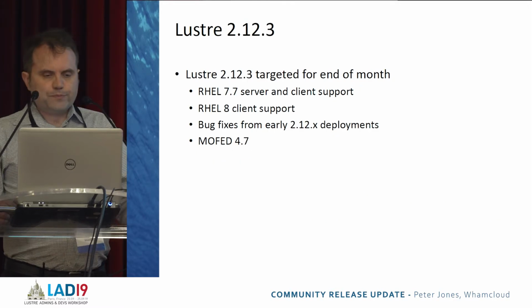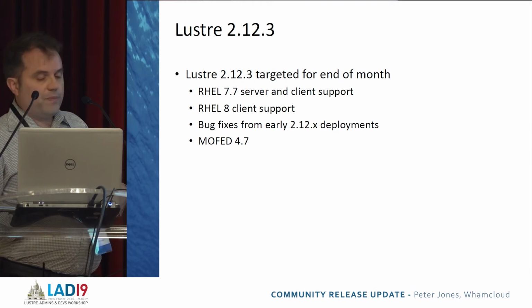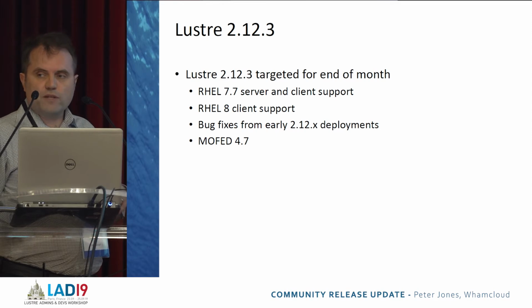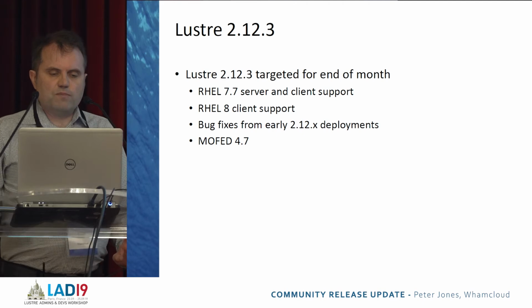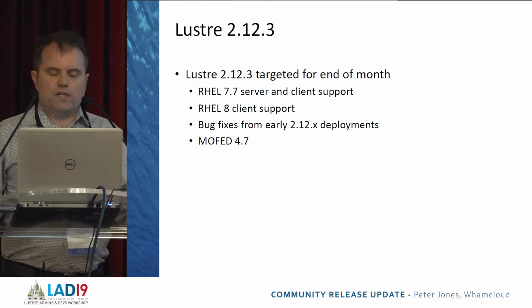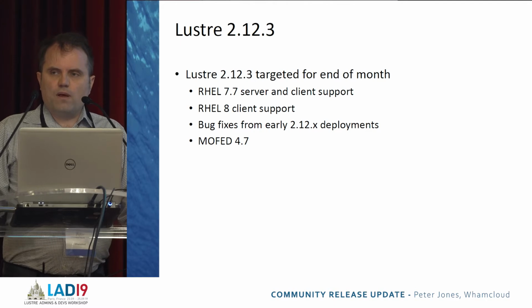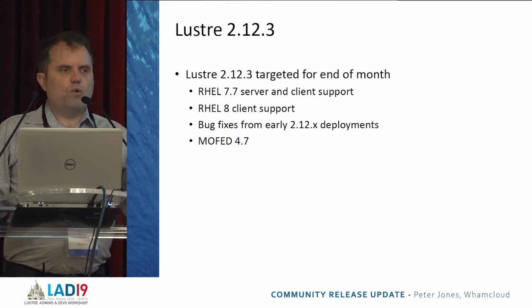So getting into specifics, Lustre 2.12.3 will be the next LTS release coming out, and it's going to be quite an action-packed release thanks to various third-party software releases coming out recently. Red Hat 7.7 just came out, so we'll have support for servers and clients for Red Hat 7.7. And when I say Red Hat, I also mean CentOS, Scientific Linux, any other Red Hat derivative. We also expect to have Red Hat 8 client support. And of course, there'll be ongoing bug fixes as usual as we get more and more feedback as people are upgrading and using the newer features.